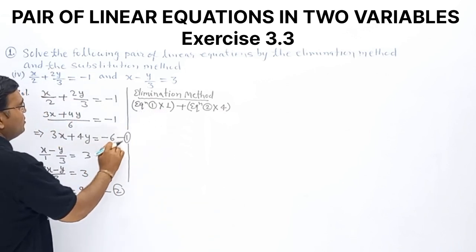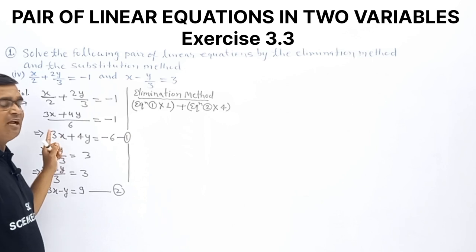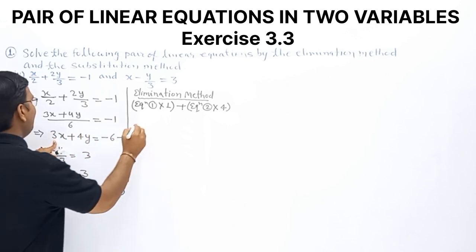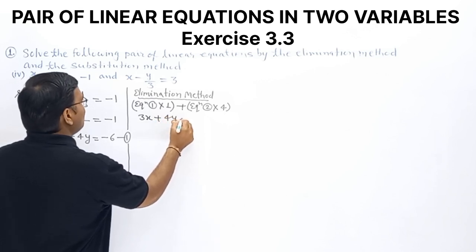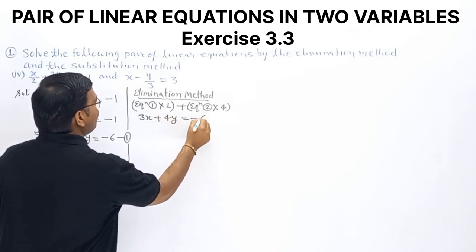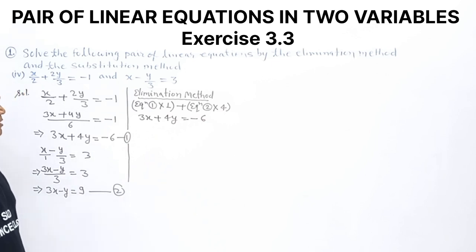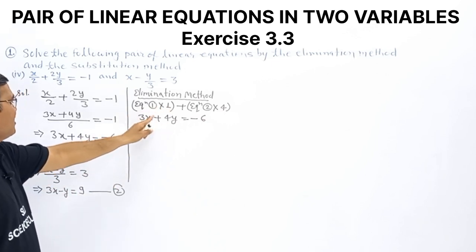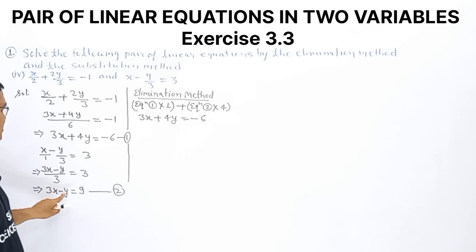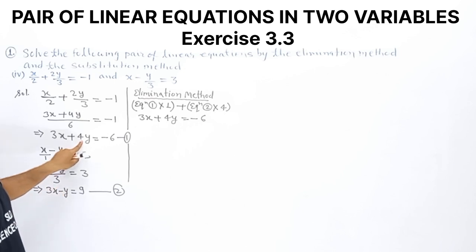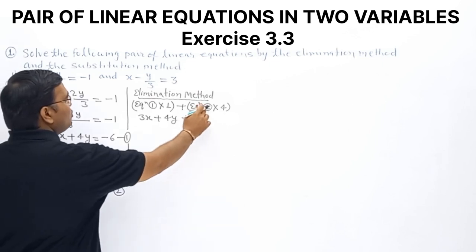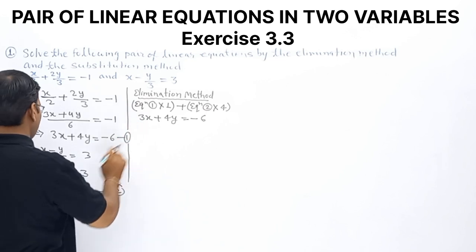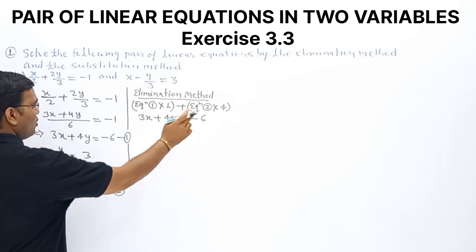Once we multiply this equation by 1, we multiply both the left hand side and the right hand side. So we get 3x plus 4y equal to minus 6, as it is. Equation 1 is multiplied by 1 because we want 4y there. Now equation 2 is multiplied by 4, written right below this one.